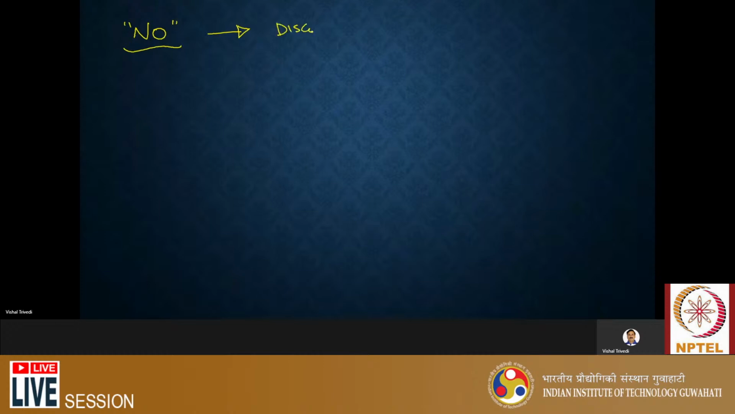It should be discontinuous. Why should it be discontinuous? Remember, this is your SDS-PAGE, where you have a stacking gel and then you have a resolving gel.